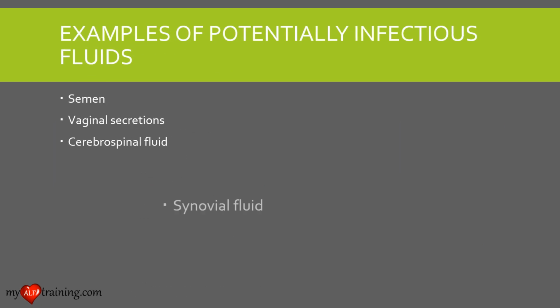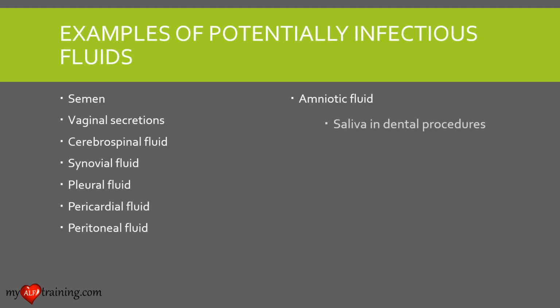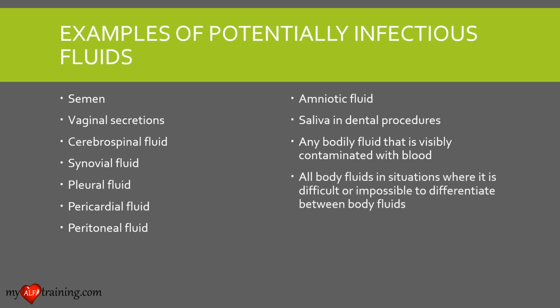The following are some examples of potentially infectious fluids: semen, vaginal secretions, cerebrospinal fluid, synovial fluid, pleural fluid, pericardial fluid, peritoneal fluid, amniotic fluid, saliva with dental procedures, any bodily fluid that is visibly contaminated with blood, and all bodily fluids in situations where it is difficult or impossible to differentiate between bodily fluids.